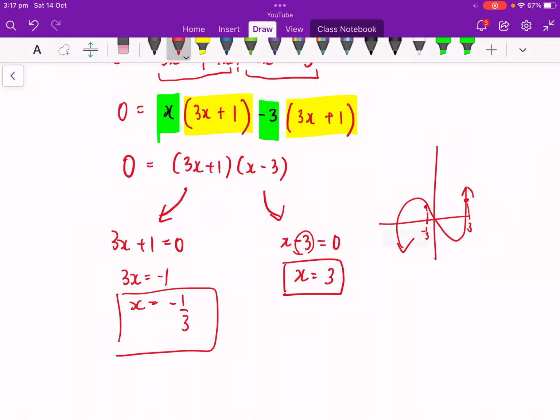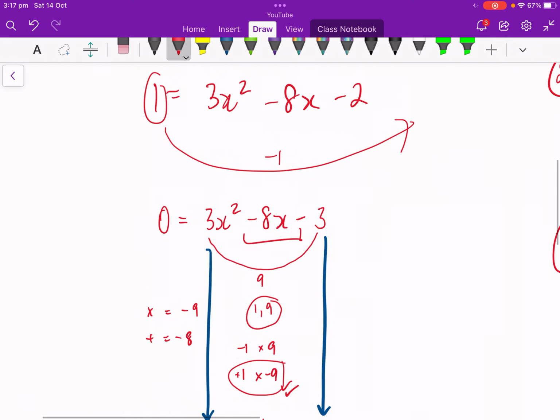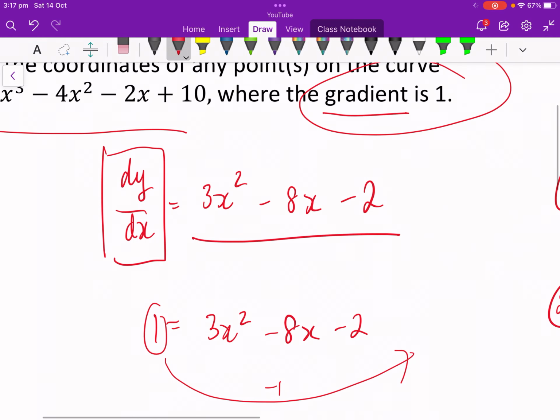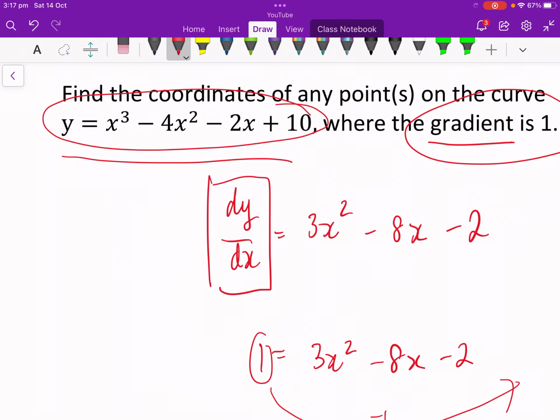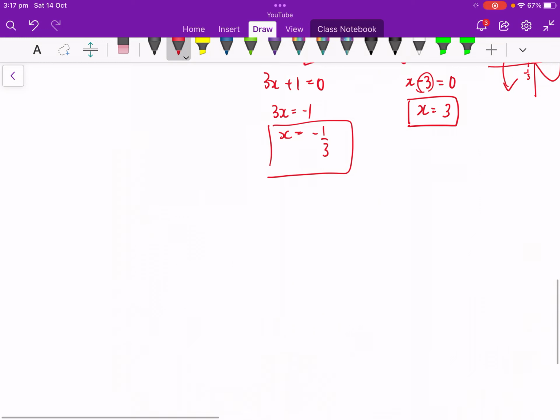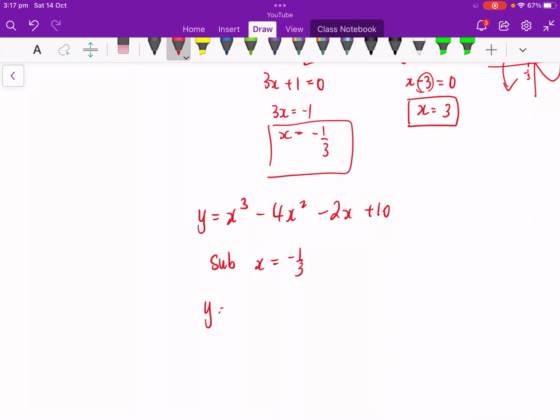Now, a common mistake is you'll take these numbers and substitute them back into this. You are not. You need to find the y coordinate. So we're actually substituting it back into the original. So let's do that. So the original was y equals x cubed, take 4x squared, take 2x plus 10. Let's substitute x equals -1/3. So -1/3. Oops, I need to put my negatives in there.